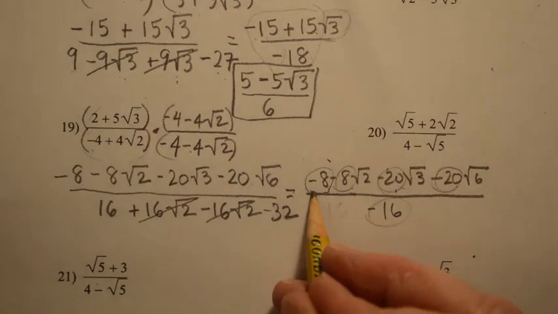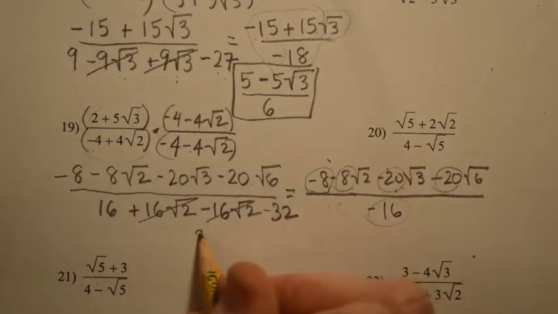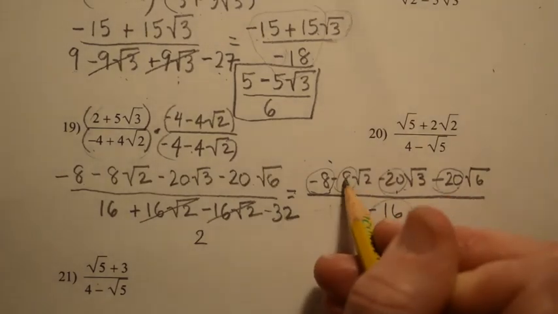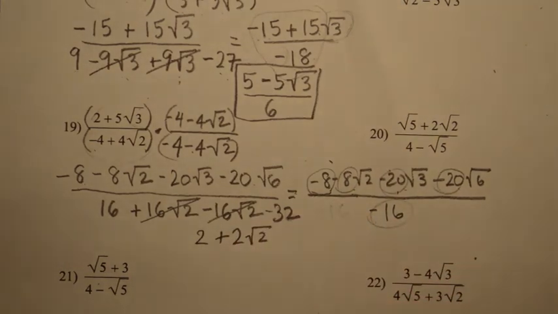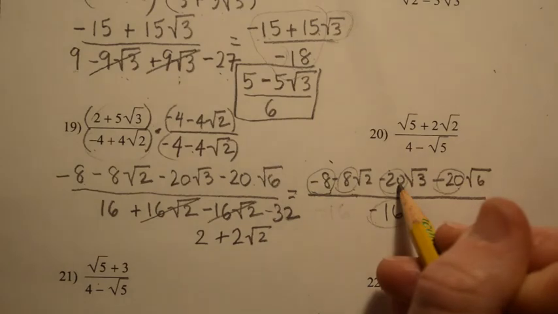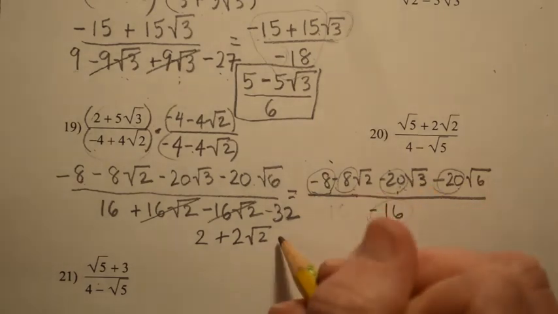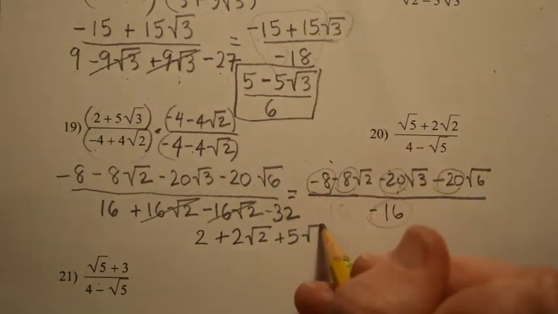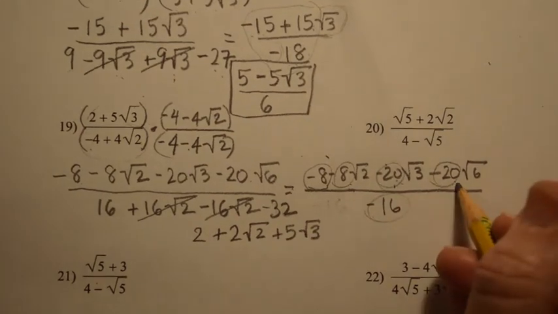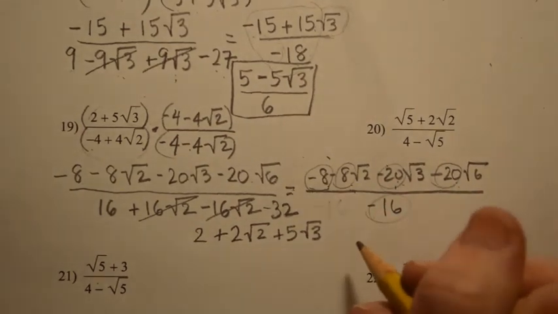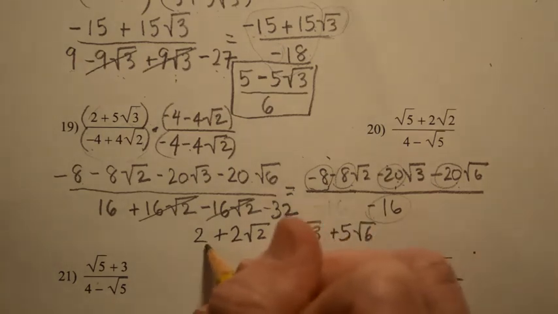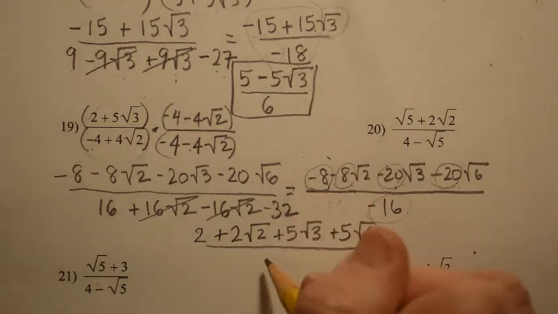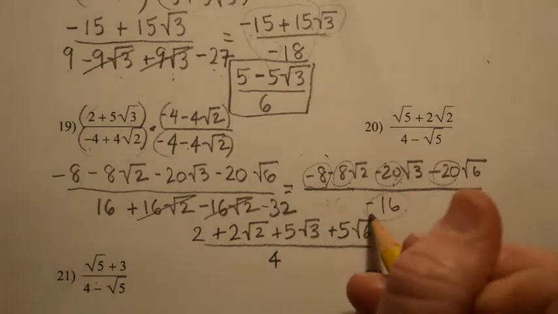So negative 8 divided by negative 4 is positive 2. Negative 8 divided by negative 4 is also a positive 2, but now we also have the root 2 with it. Negative 20 divided by negative 4 is positive 5, and we still have the root 3. Negative 20 divided by negative 4 is also positive 5, but now it's 5 root 6. And then negative 16 divided by negative 4 is positive 4.